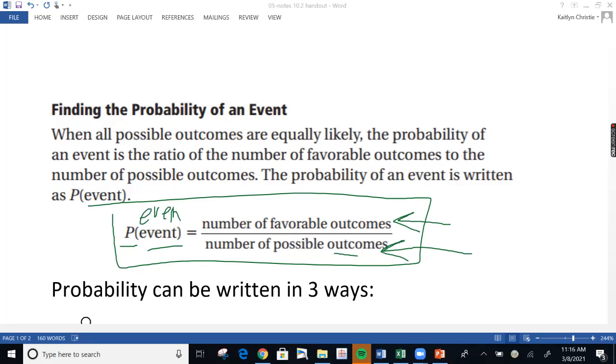So the number of possible outcomes means the total number of possible outcomes. And the number of favorable outcomes are the ones that we want. So ask yourself what numbers would make us happy. Depending on what your event is, that is going to determine how many possible outcomes or how many favorable outcomes there are, because that's going to be how much we want.